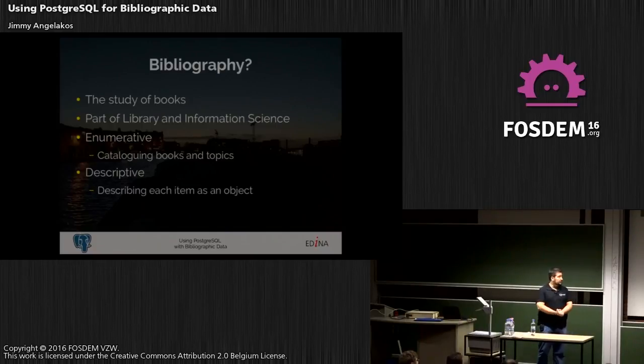It's become part of what we now call library and information science. And we have some types of bibliography. One is enumerative, which is the part we're going to be looking at today, which is basically cataloging the books that we have in our library and putting them into categories and topics. And descriptive is the part of bibliography and librarianship which deals with where an actual physical object is and what its attributes are. For example, that it's bound in leather, or it's the 3rd edition of 1979.